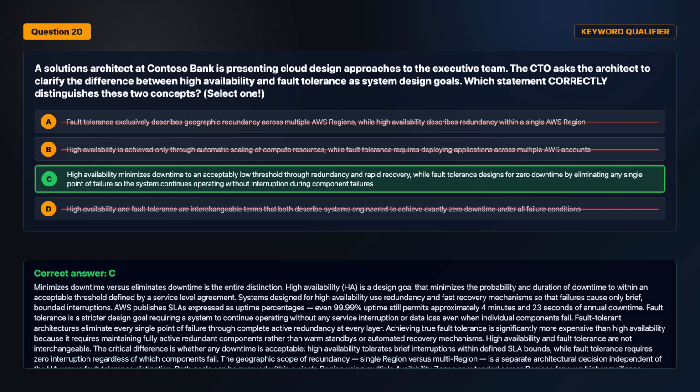The geographic scope of redundancy, single region versus multi-region, is a separate architectural decision independent of the HA versus fault tolerance distinction. Both goals can be pursued within a single region using multiple availability zones or extended across regions for even higher resilience. Neither concept is tied to a specific mechanism such as autoscaling or multiple accounts. High availability and fault tolerance are architectural outcomes achievable through combinations of elastic load balancing, multi-AZ deployments, autoscaling, cross-region replication, and other redundancy patterns selected based on the specific failure scenarios the architecture must survive.